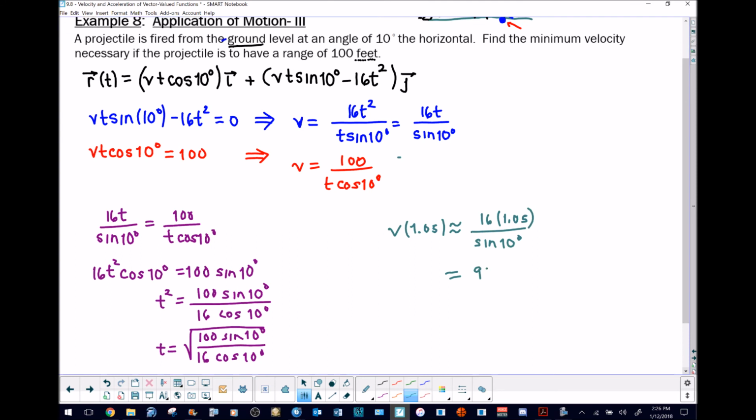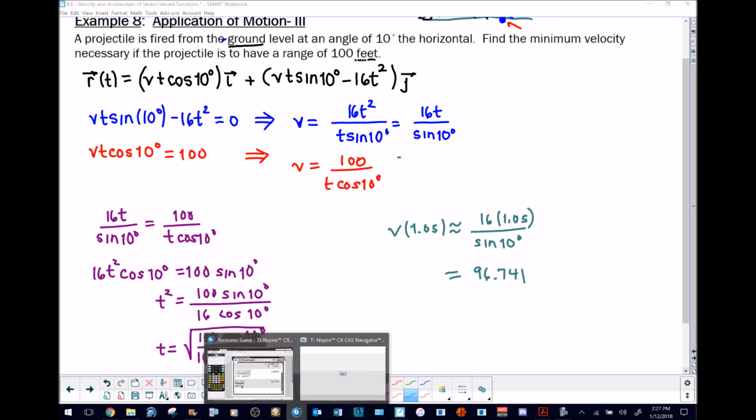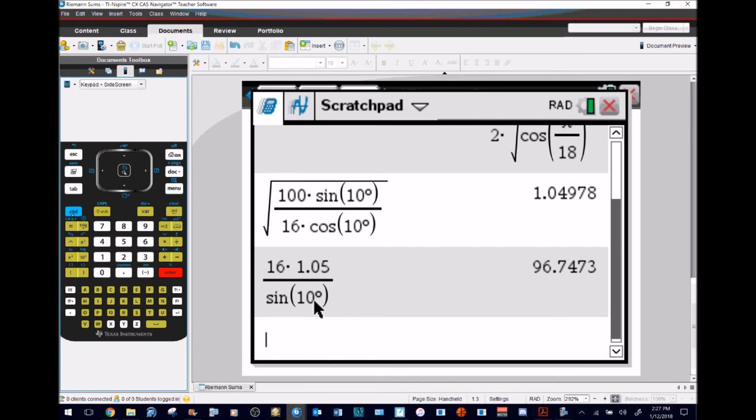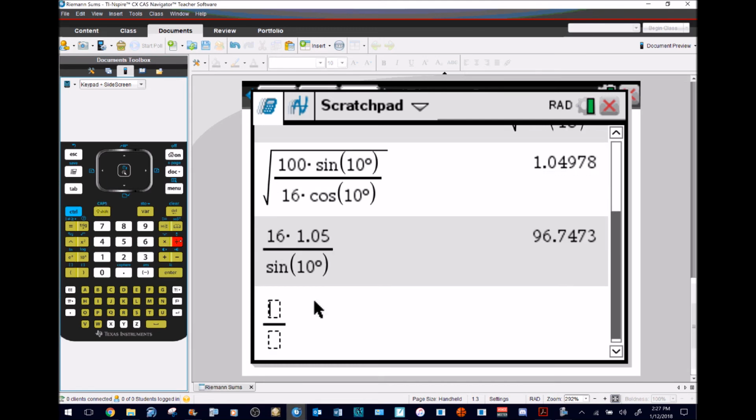We'll go back and interpret this in just a moment. But the question that I had earlier is, what if we would have used this version of V instead? What if we would have plugged this into the red expression? Well, let's take a look. So we would have 100 over 1.05 cosine of 10 degrees. Let's see if I can remember that, going to the calculator. We would have 100 over, now remember that began with that value of t, and then we had cosine in the denominator. The answer? A little bit different, just a slight variation.